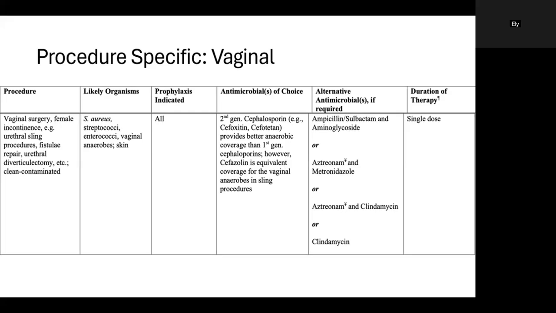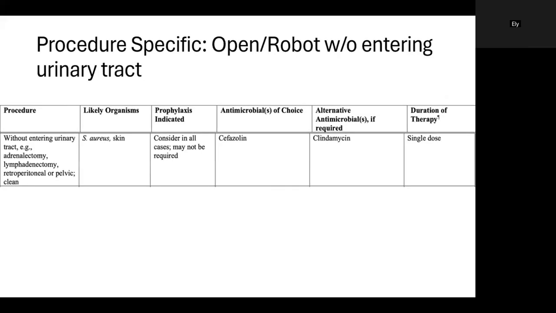And second generation cephalosporins are the preferred antibiotic for coverage, although cefazolin is equivalent in coverage for vaginal anaerobes and can be used in sling procedures for that reason. They have just enough coverage, but the first line recommended is actually second generation cephalosporins. And they list a couple over here, such as cefoxitin or cefotetan that we can use. And the single dose is also enough over here.